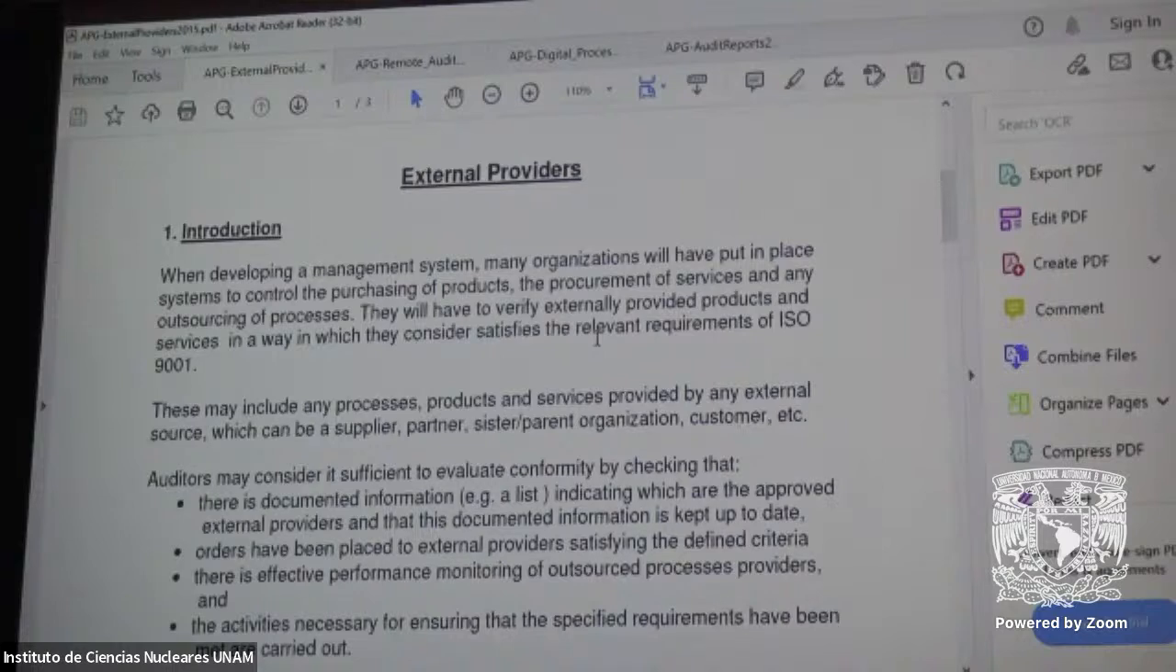Things have changed. What about situations where what you're being supplied with is information and data? How do you verify that the information and data you're receiving is what is useful to you and is what you need for your process?